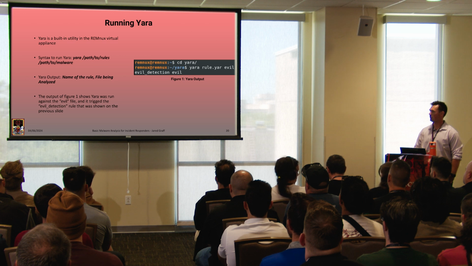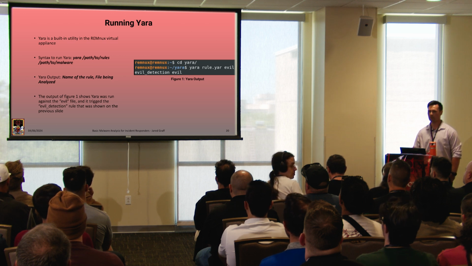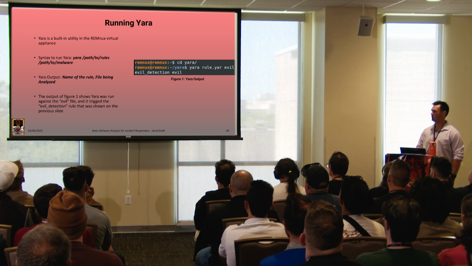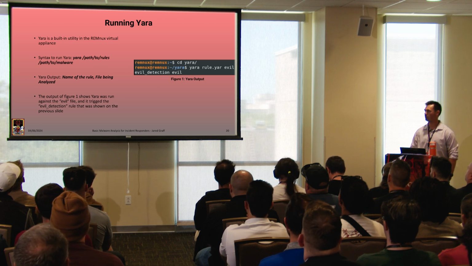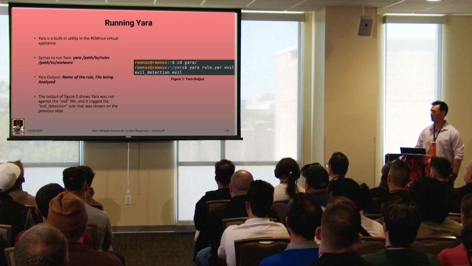So once we run it, you're going to get an output, also very straightforward to read. If something does trigger, you're going to get the rule name, evil_detection, and then the file that you ran the rule against.